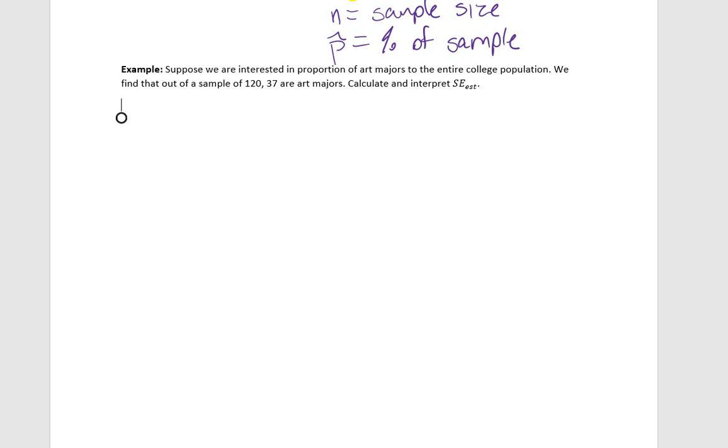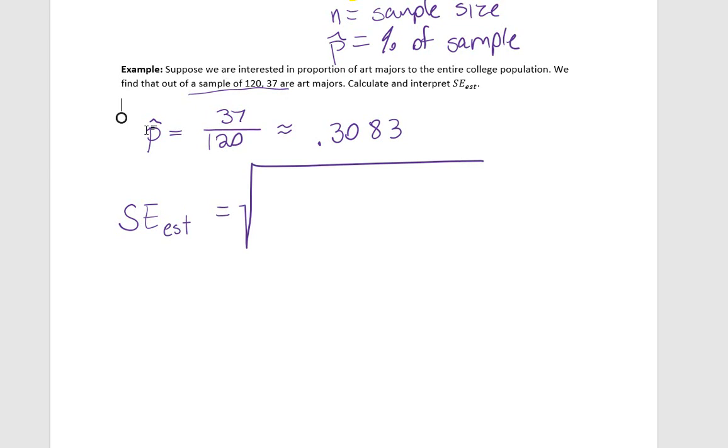So the first thing is, notice that I didn't get the actual population, I just got a sample. So first I need to calculate p hat. I took a sample of 120 and I found that 37 people were art majors. So I'm just going to round that to 4 decimal places. So that would be 0.3083. And I'm going to use that to find the standard error estimate since I don't have the actual population p.